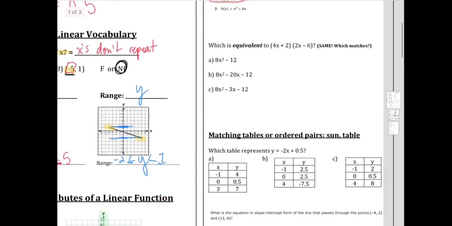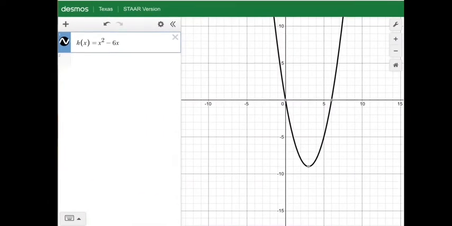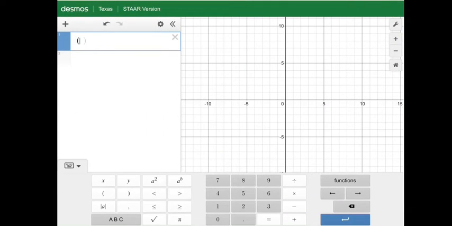We're going to do that same thing every time you hear the phrase equivalent. Equivalent means what is the same. You did this by hand where we double distributed or FOILed, but you can also use Desmos to make sure that you get it correct. Anytime you see the phrase equivalent, you just take this and you type it into Desmos. (4x plus 2)(2x minus 6). Okay, so here's my graph.